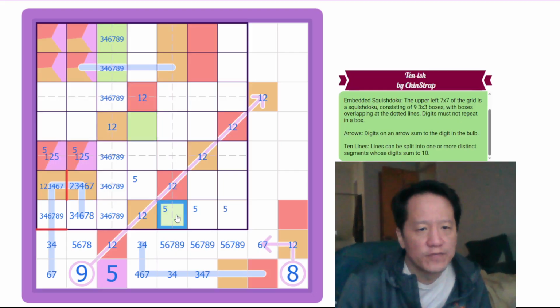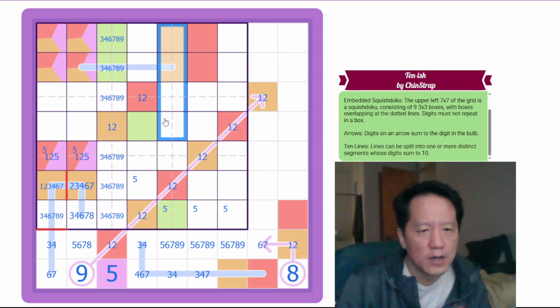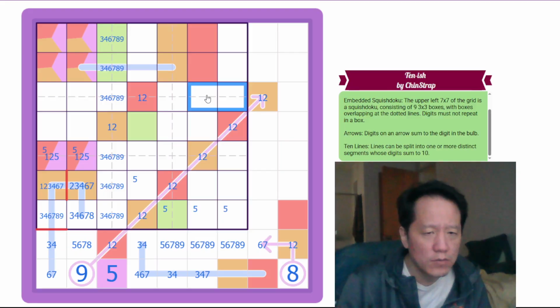If that were the case, then this would be 5. You'd have 5 here, 5 here. And you would have to have a 5 here, because it can no longer be part of box 2. Actually, it can't even be here. It has to be one of these two. Okay, and that seems like it works.